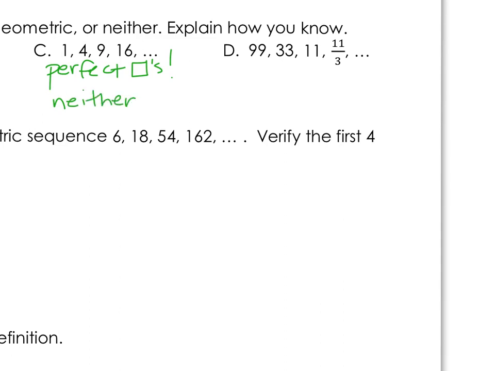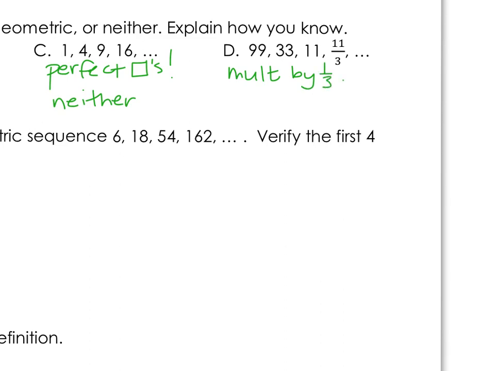All right, last one. 99, 33, 11, 11 thirds. To go from 99 to 33, if you think about the definition, dividing by 3 is a true description of the pattern. But in order for us to be arithmetic or geometric, especially geometric, remember we use a multiply rule instead of divide. Instead of saying divide by 3 to go from 99 to 33, what if we say multiply by 1/3?